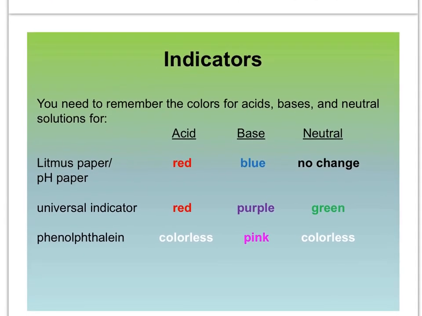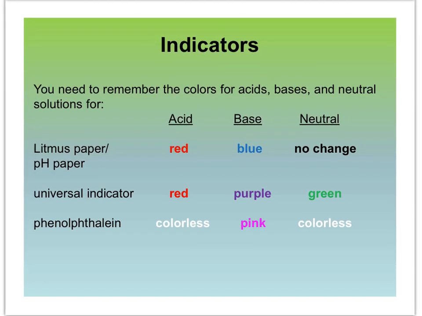The main ones that you need to know are these 3 right here. And some of them you've used before. So you've probably used pH paper as opposed to litmus paper. pH paper is like an orange color almost. And when you put it in a neutral solution, there is no change. When you put it in an acid, it turns like a darker orange or a red. When you put it in a base, it turns into a blue or purple.